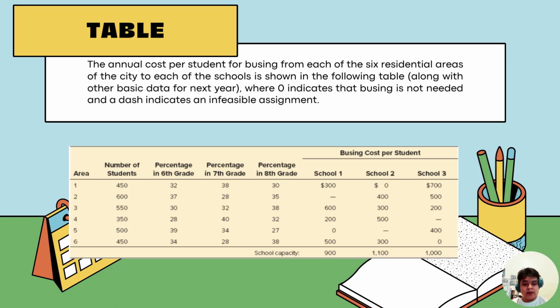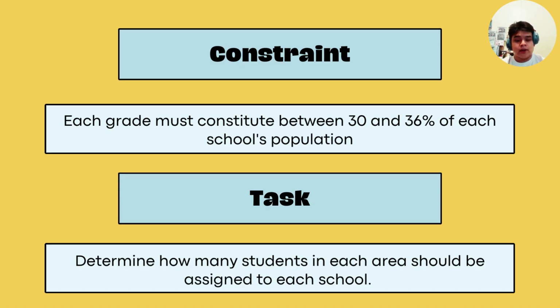Now, the annual cost per student for busing from each of the six residential areas of the city to each of the schools is shown in the following table, along with other basic data for the next year, where 0 indicates that busing is not needed and a dash indicates an infeasible assignment. The table also shows the percentage of each area's middle school population for the next year that falls into each of the three grades. The school board has also imposed a restriction that each grade must constitute between 30 and 36% of each school's population.